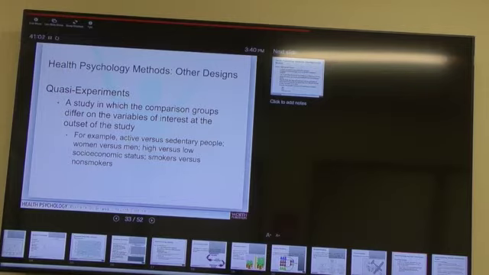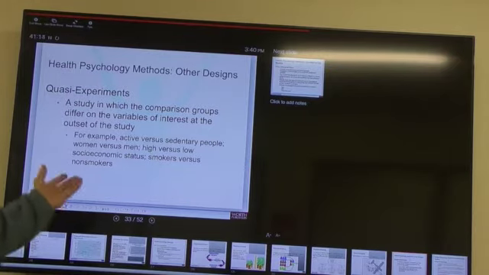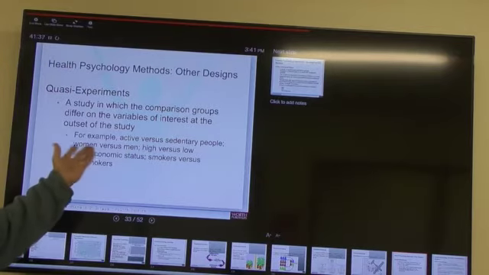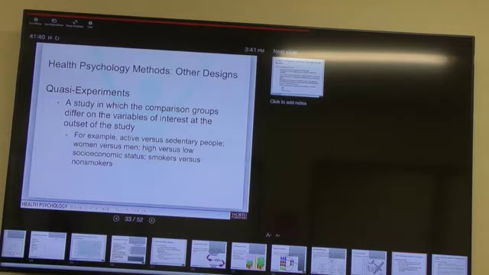Quasi-experiments: a study in which the comparison groups differ on the variables of interest at the outset of the study. For example, active versus sedentary people, women versus men, high versus low socioeconomic status, smokers versus non-smokers. Since they aren't the same, what we're trying to do is determine what the difference is between those people. Women versus men: we might be looking at activity level, asking are women more active than men? Do they exercise as much or go to the gym? That kind of thing.